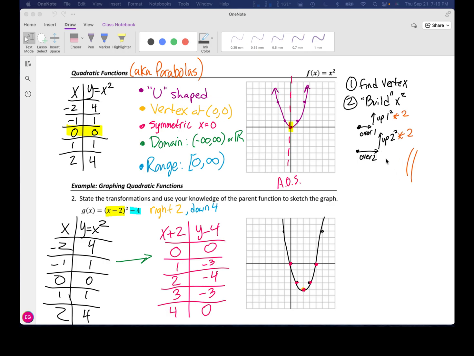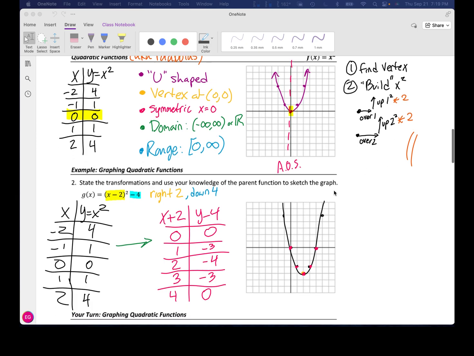We had a little shortcut that we talked about where we would find the vertex using the translations, and then we would go over 1 and then up 1 squared because it's x squared. Over 2, we'd go up 2 squared. Over 3, we'd go up 3 squared.